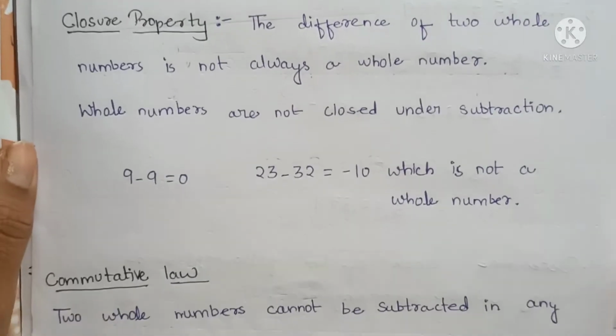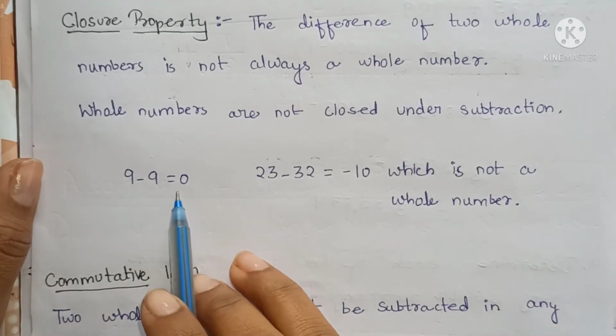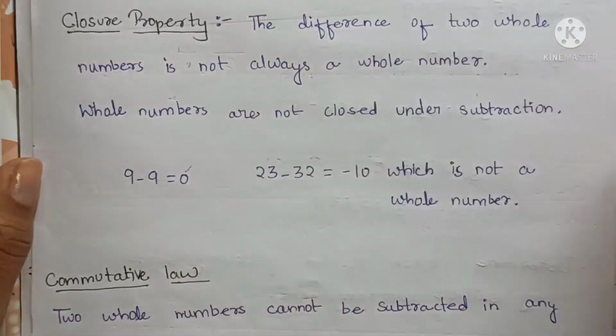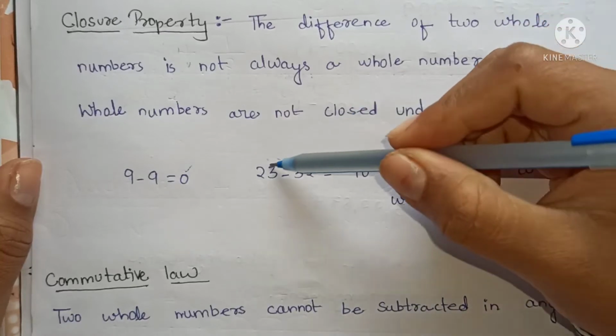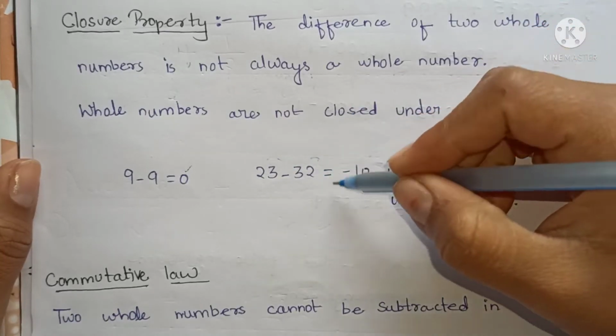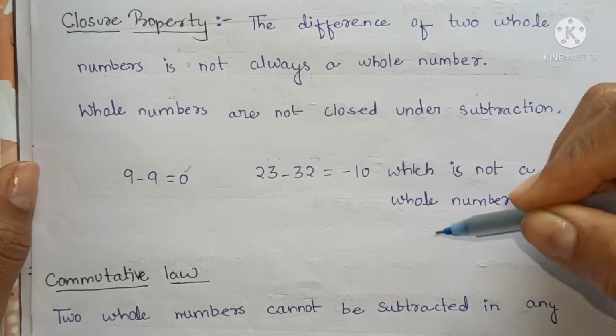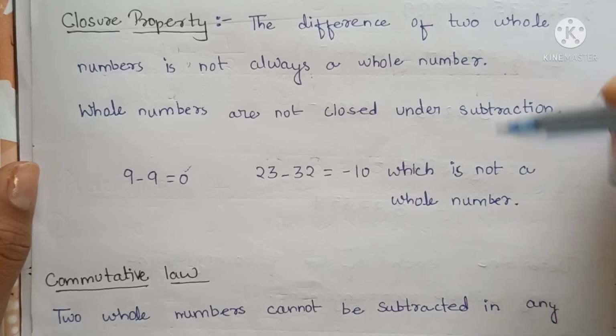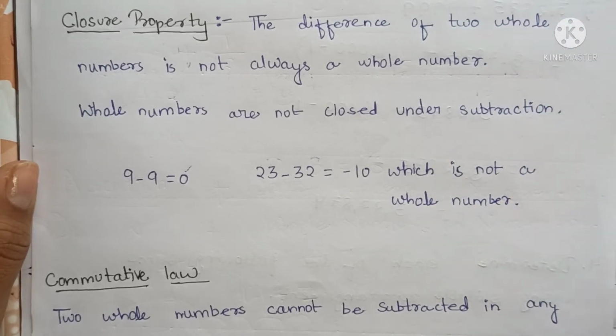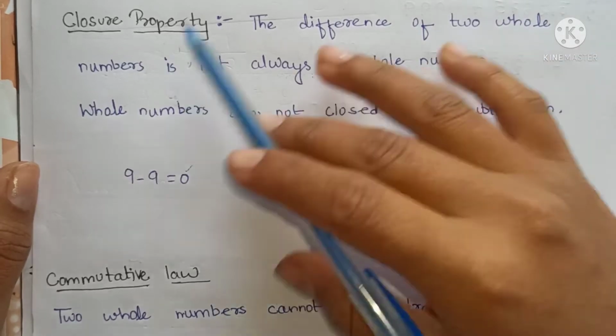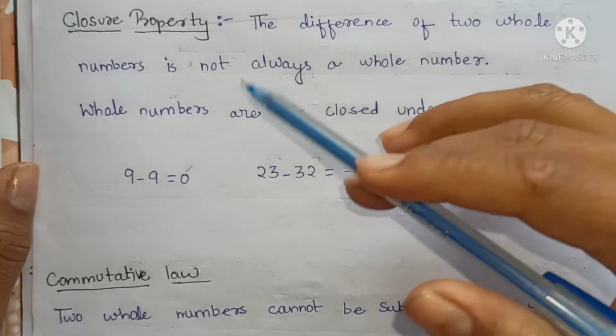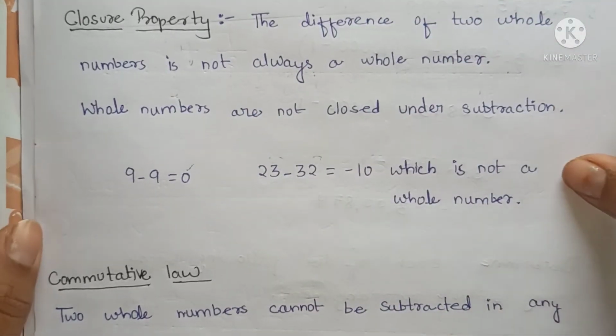Let us understand this with an example. 9 minus 9 is 0, and 0 is a whole number. But 23 minus 32, we get minus 10, which is not a whole number. So that is why it is not true for all the whole numbers. So the closure property is false for subtraction of whole numbers.